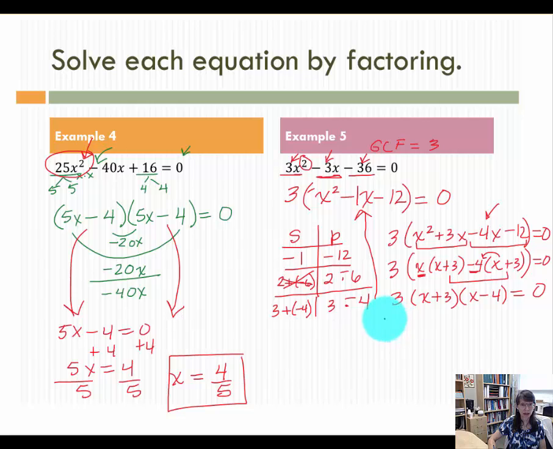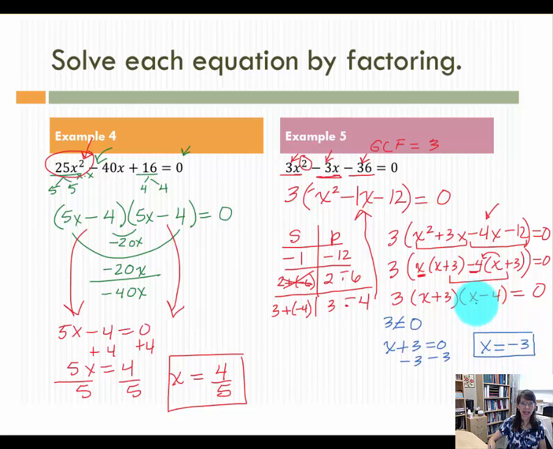First, we'll take 3, set that equal to 0. But you can see that since there is no variable with that factor, 3 is not going to equal 0, and therefore we don't end up with a solution being generated from that factor. Next, we have x plus 3. So when I set x plus 3 equal to 0, I would subtract 3 from each side to get an x value equal to negative 3. So there's one of our solutions.